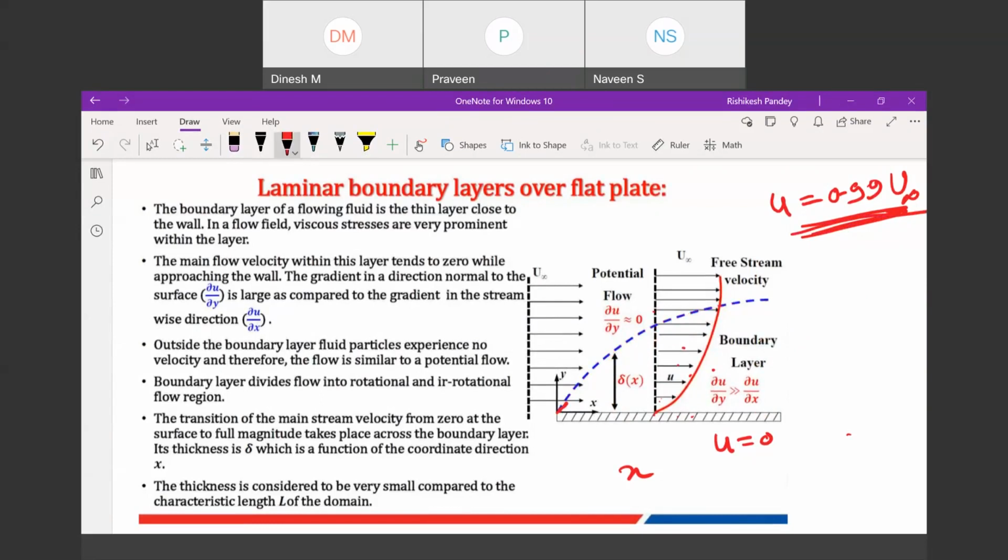It is forming a boundary between what? Inside it is the boundary layer. Okay, this is forming a boundary. Inside the boundary layer, the flow is considered to be viscous flow.